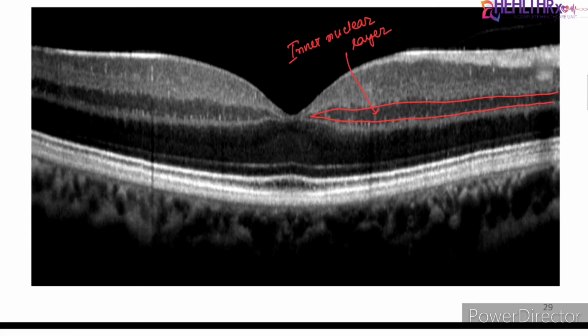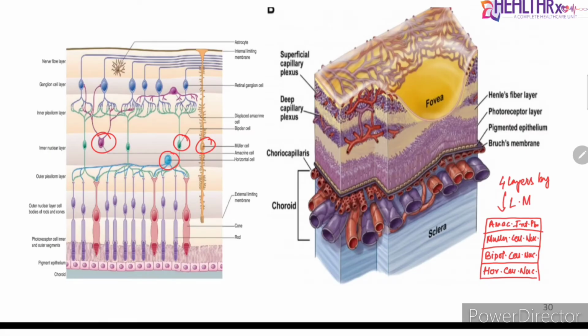The next hyporeflective layer, the inner nuclear layer, consists of 8 to 12 rows of closely packed nuclei of the bipolar cells, horizontal cells, amacrine cells, interplexiform cells, and supportive Mueller cells. Four layers can be distinguished by light microscopy: horizontal cell nuclei, bipolar cell nuclei, Mueller cell nuclei, and amacrine and interplexiform cell nuclei.